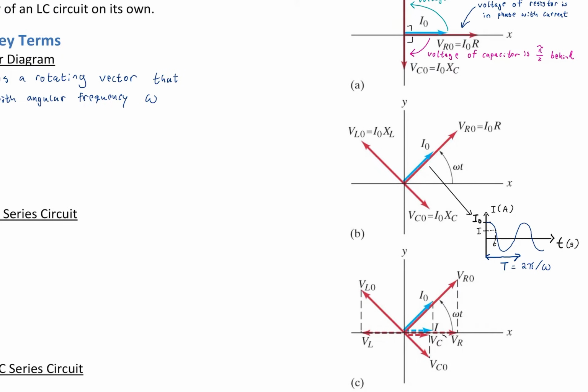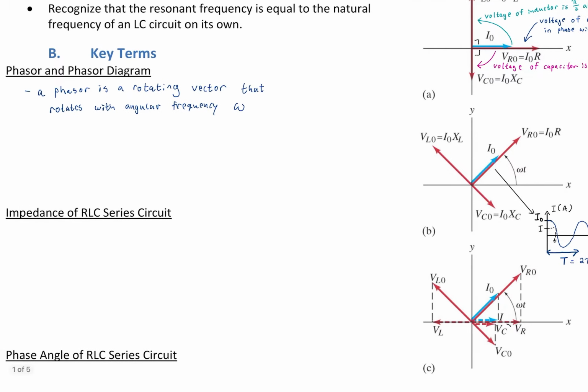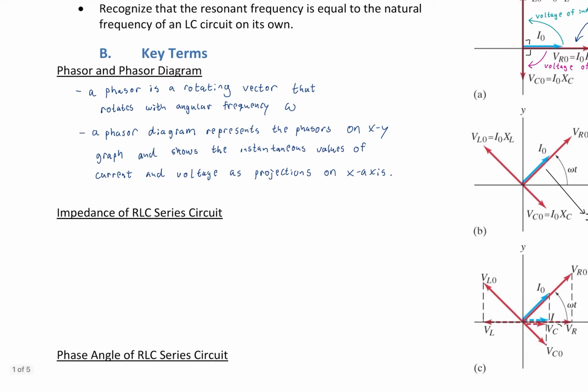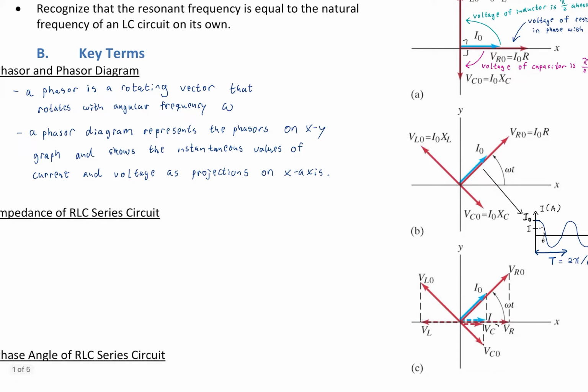But before I define that and before I put that in writing, I just wanted to appreciate that phasors are just a way of representing sinusoidal behavior, okay? A function that is sinusoidal, okay? So a phasor diagram represents the phasors on an XY graph, as we were just talking about, and shows the instantaneous values of current and voltage as projections on the x-axis, okay? That's how we actually represent them. The instantaneous values are projections on the x-axis.